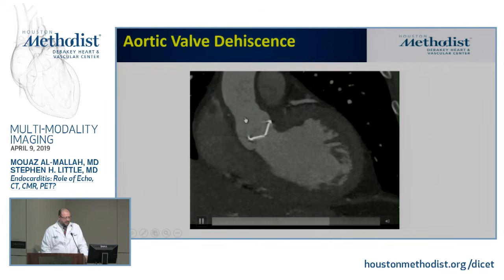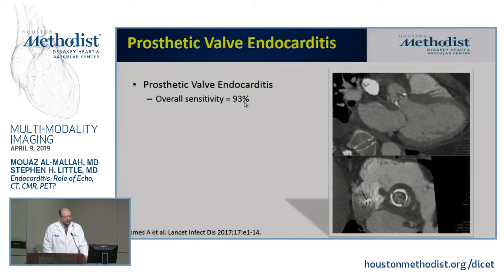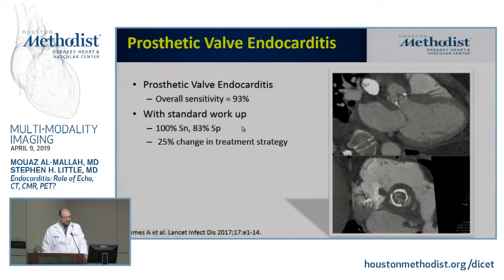You can clearly see valve dehiscence. And for prosthetic valve endocarditis, the overall sensitivity, and again, these are a couple of studies. Most of this work that I'm showing you today is done in Europe, whether in CT or in PET. They have been kind of leading the field in terms of the role of CT and PET in endocarditis. So looking at this, prosthetic valve endocarditis overall sensitivity is 93%.